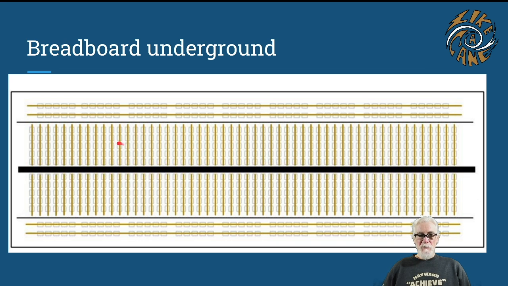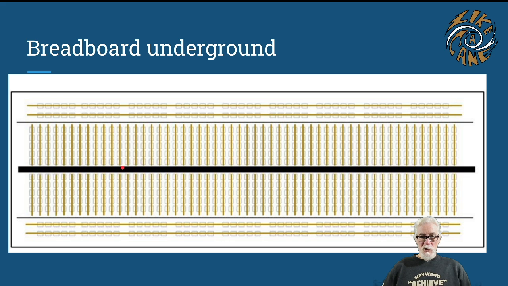Two rails that are not connected to each other, but all the holes within a rail are connected to each other. Then in the middle, in the field here, we have lines of 5 holes that are all connected to each other. If I wanted to connect two wires, I could poke one wire here, and I could poke another wire here, and those two would be connected to each other. But this row of 5 holes and the neighboring row of 5 holes are not connected to each other. The other side of the board is a mirror image, so you have another set of 5 holes, but these 5 holes are not connected to these 5 holes.